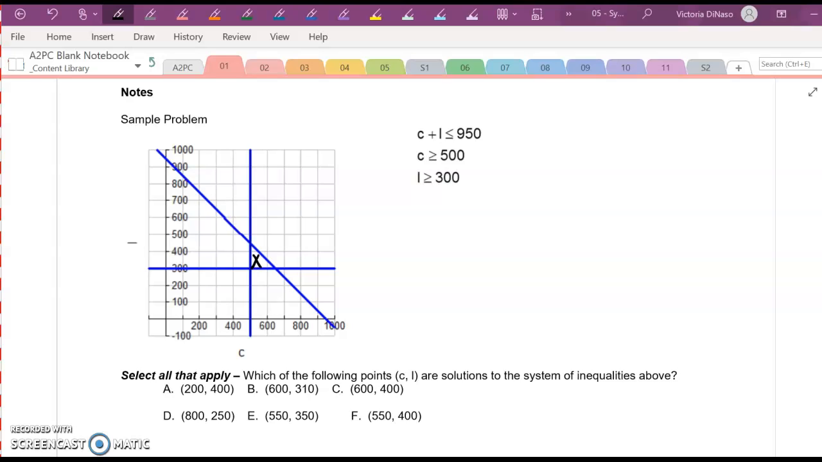And then we're going to figure out which of the following points are solutions to the system of inequalities. As we go through, we're going to graph each of the points. So I'm going to plot each point. For letter A, we find the point is right here in red, and we notice that it's not in the X region, so A is not our answer. Then we move on to letter B, so we're going to plot 600, 310, and we notice that it looks like it falls in our region. So letter B is one of our answers.